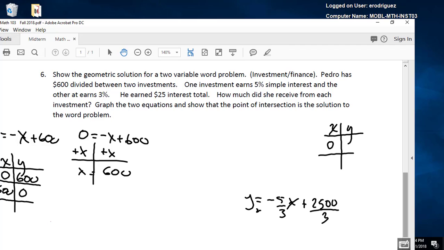So it's close to 80 times. 3 times 8 is 240. So anyway, guess what? That's equation number 2, and over here, we've already had equation number 1. So we'd like to graph it, right? So we're going to graph each one.